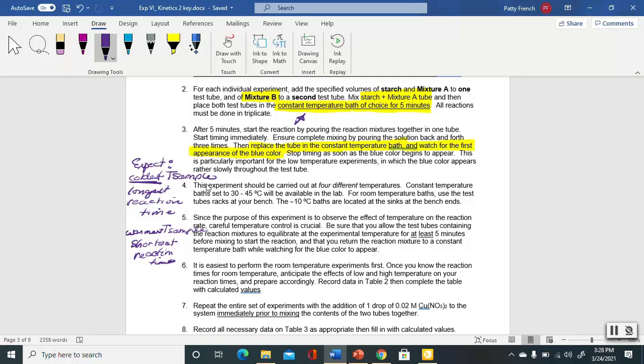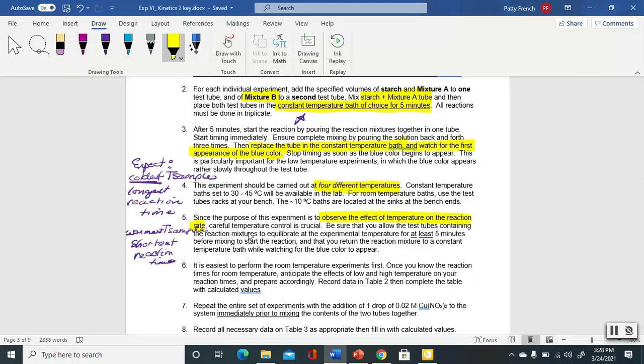You'll be doing it the same way you did it last week with Mr. Proetta or your instructor. Okay, so 4 different temperatures. Constant temperature baths we've got. So the purpose of this experiment is to observe the effect of the temperature on the reaction rate. So careful temperature control we absolutely have to do.